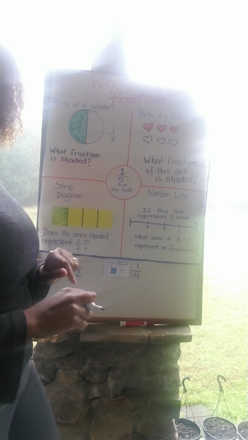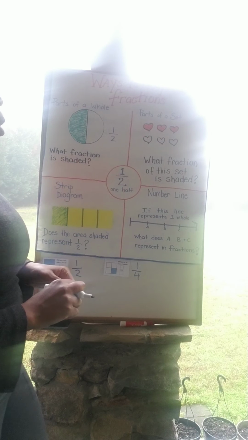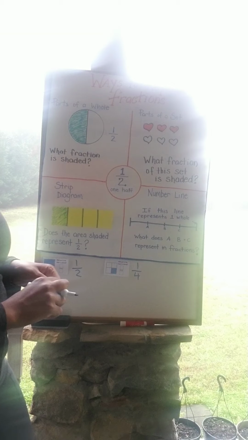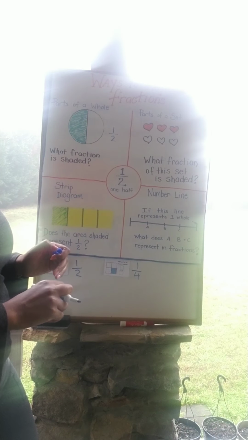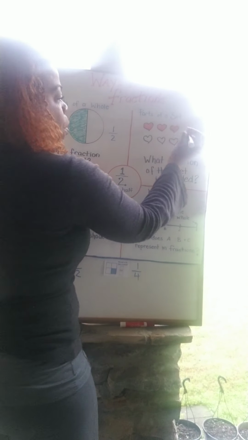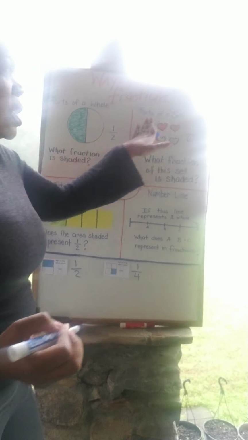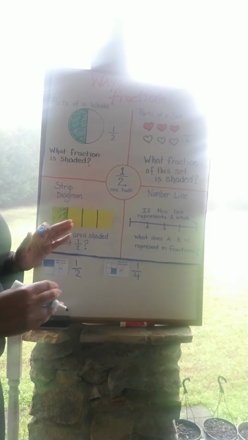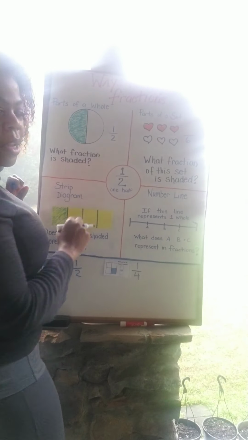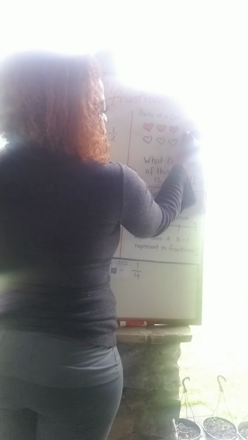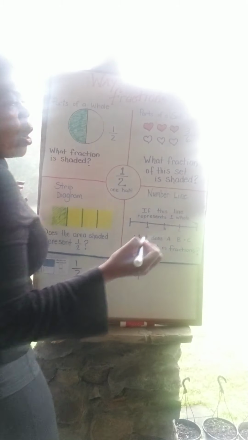So I have a set here of hearts. 6 hearts all together. There's 6. How many of the hearts are shaded? 3. So if we were to write a fraction for this, we would put 6 on the bottom because 6 is the total. What are we going to put on the top? 3. 3 over 6.